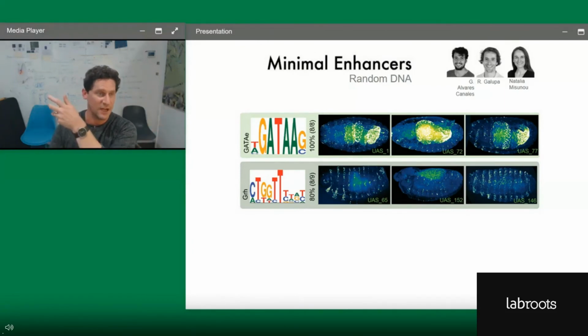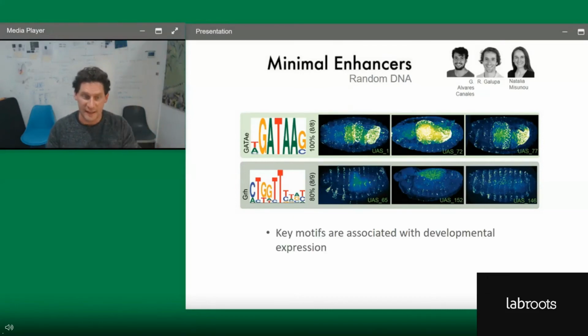So GATA-E is on the top. This is one that's known to be expressed in the gut. And every single time in the developing gut, you get this beautiful expression at very high levels. This is actually associated with this motif, right? So pretty much every single, or in this case, every single time. And there's another one known as grainy head, or GRH, here. The same thing, right? It's turning on the ectoderm.